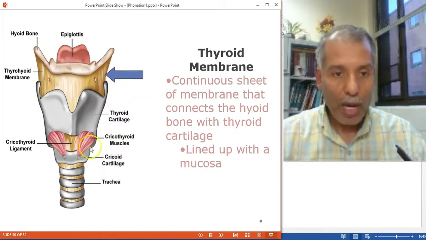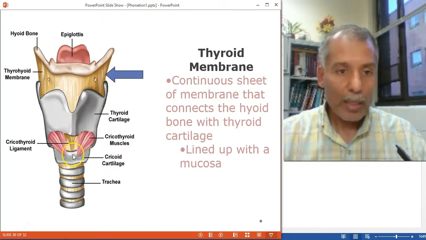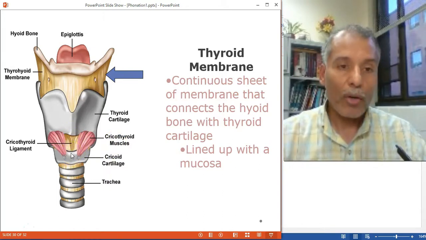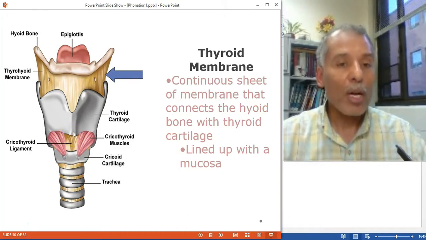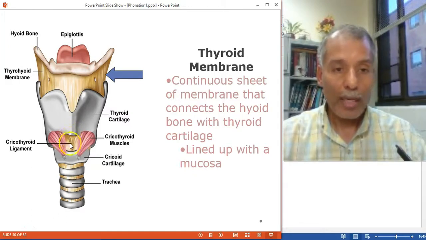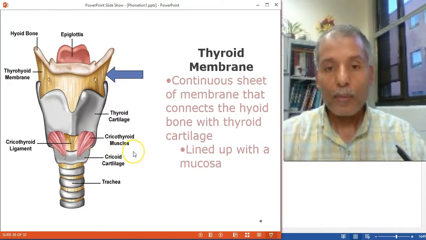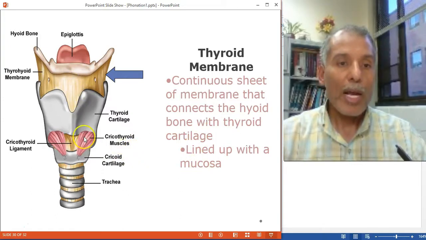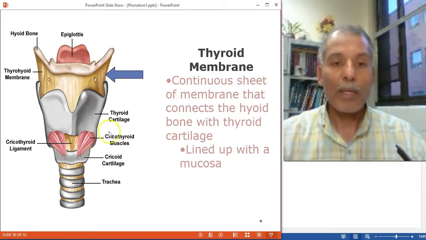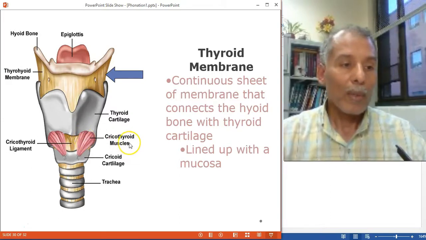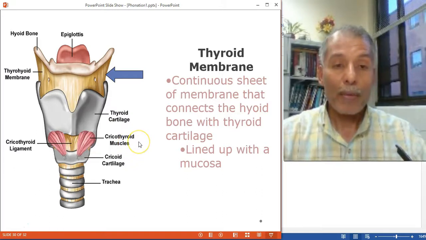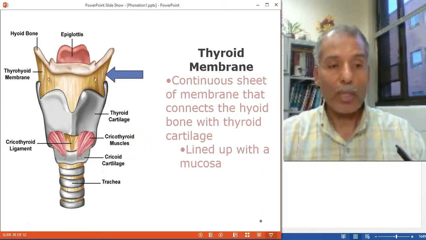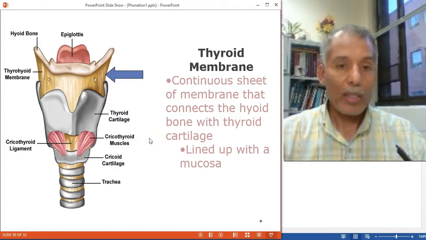And then we have the cricothyroid ligament that connects the anterior part of the cricoid with the inferior anterior part of the thyroid cartilage. So again, they can stay together. And the inside is lined with the mucous membrane that is slippery and flexible, and you don't want it to be dry there, because the air, as it goes in and out, becomes very dry if you do not hydrate yourself.